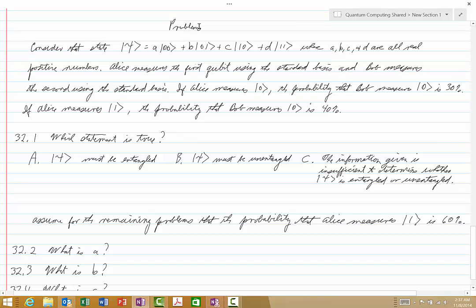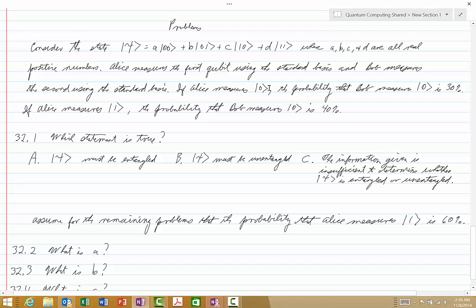And so all of the in-lecture problems are related to this following situation. Consider the state C, which is equal to a|00> + b|01> + c|10> + d|11>, where a, b, c, and d are all real positive numbers. Alice measures the first qubit using the standard basis, and Bob measures the second using the standard basis.